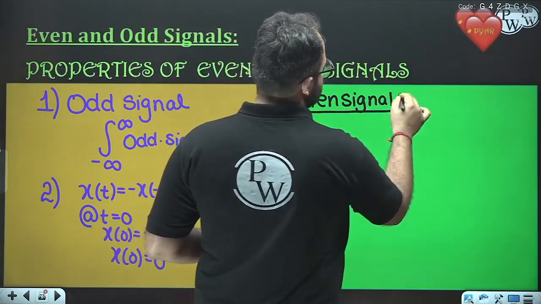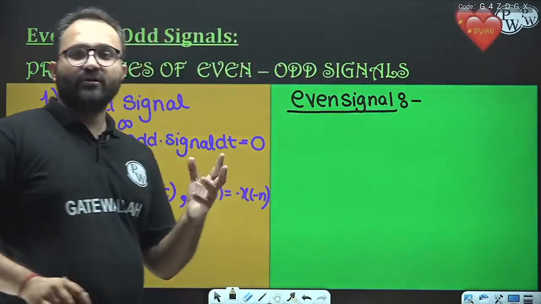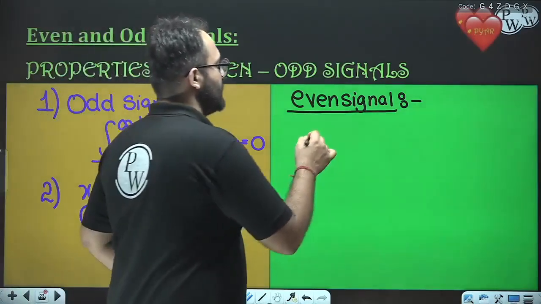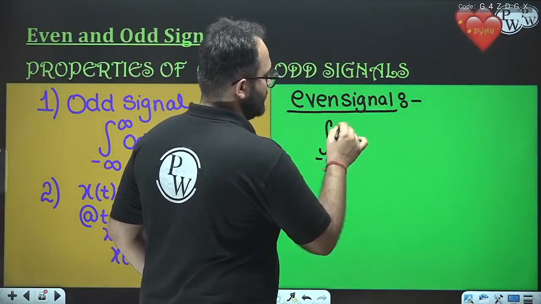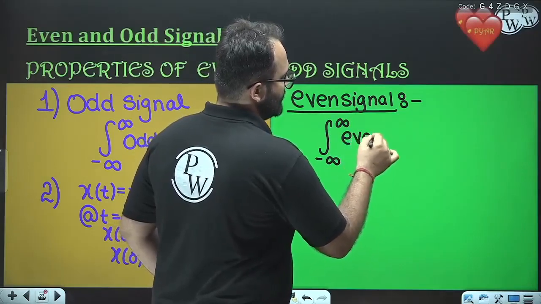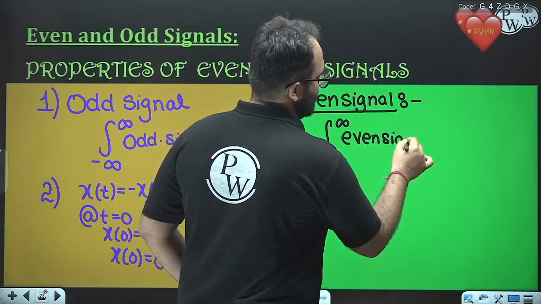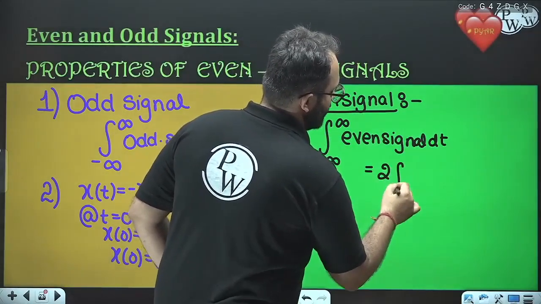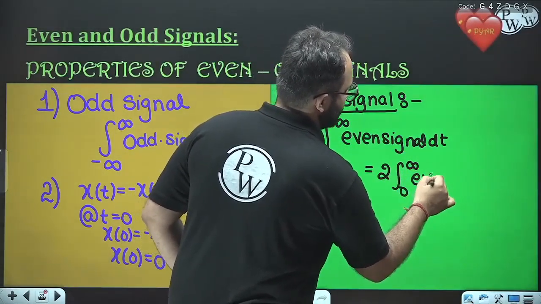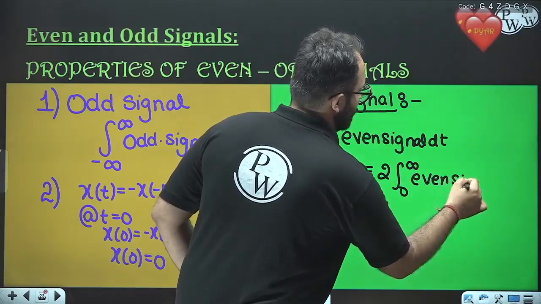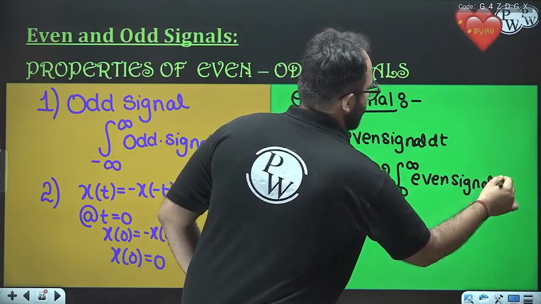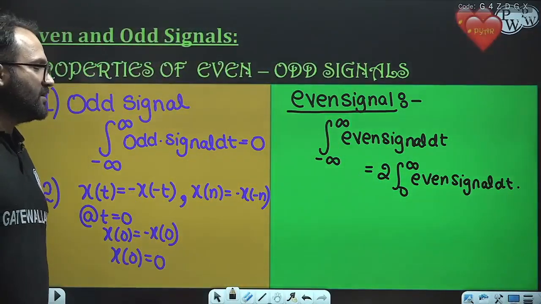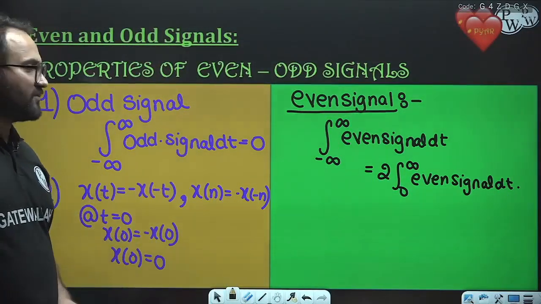Next, the property for even signals. Since the signals are symmetric about the amplitude axis, if we are integrating any even signal from minus infinity to infinity, that will be equal to 2 times the integration of the even signal from 0 to infinity. Okay, so this is a property, but it is not very much useful.